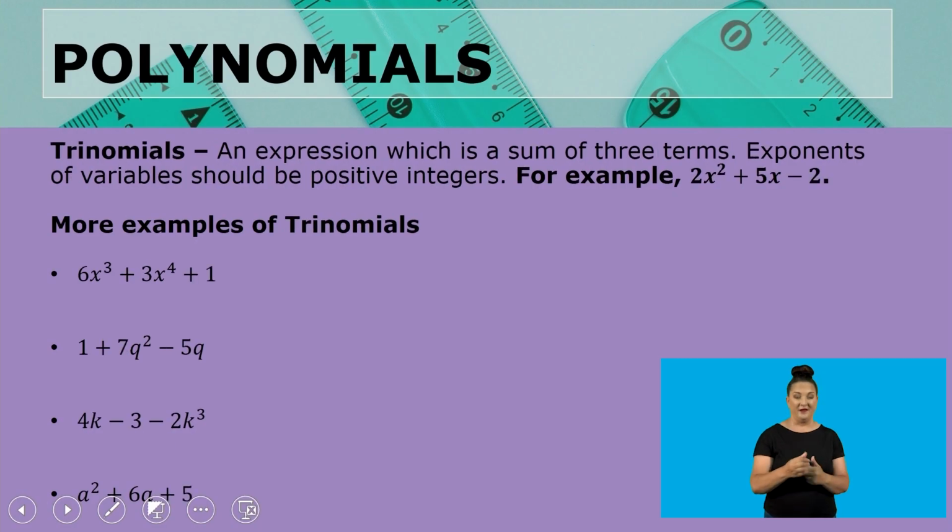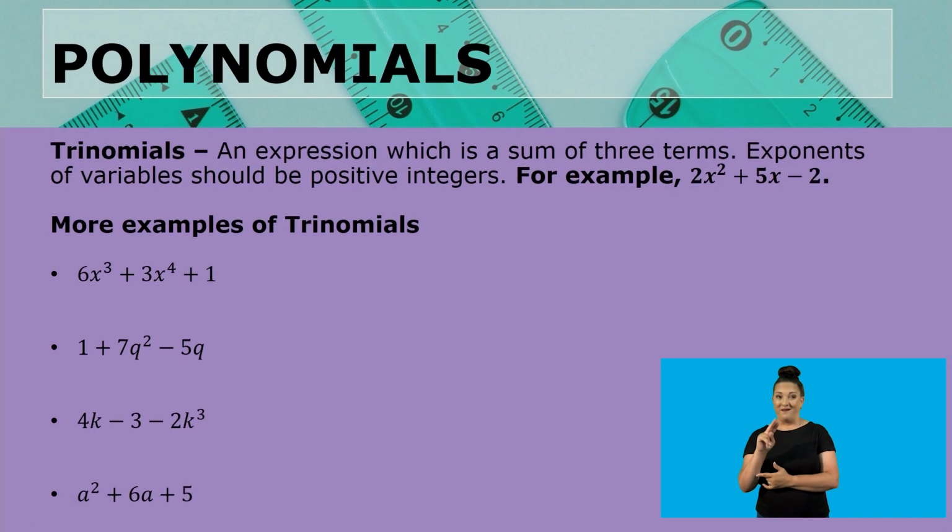Let's look at trinomials. A trinomial is an expression which is a sum of three terms. So exponents of variables should be positive. For example, 2x squared plus 5x minus 2. Let's look at more examples of trinomials. Now we have there 6x cubed plus 3x exponent 4 plus 1. That's a trinomial. Or we have 1 plus 7q squared minus 5q, three terms.